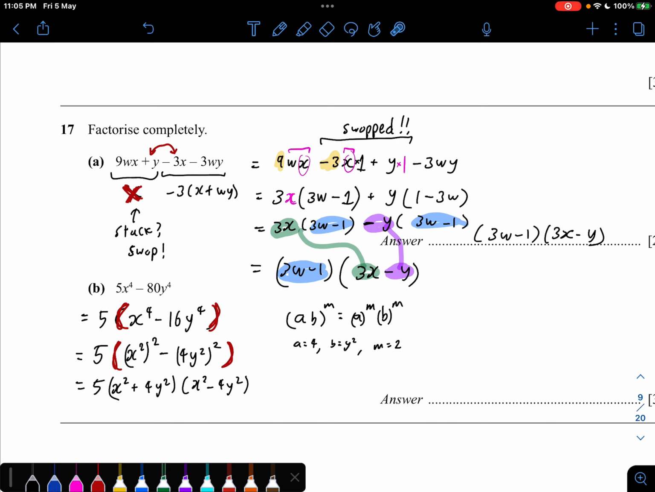Then, oh yes, wow, so much work done. I used the difference of squares formula, a squared minus b squared equal to a plus b times a minus b one time. I'm done. I can move on. Yay, right? Wrong. Here, there's an x squared minus 4y squared. Can we go further? Yes, we can.